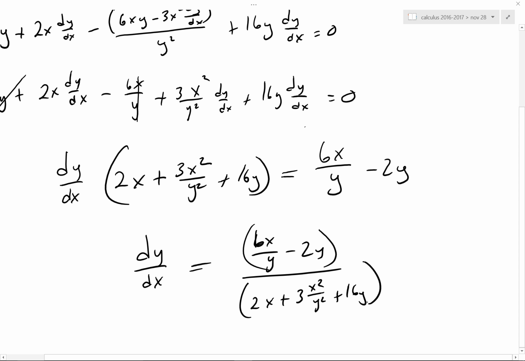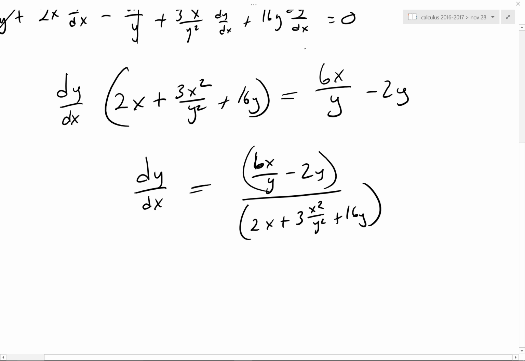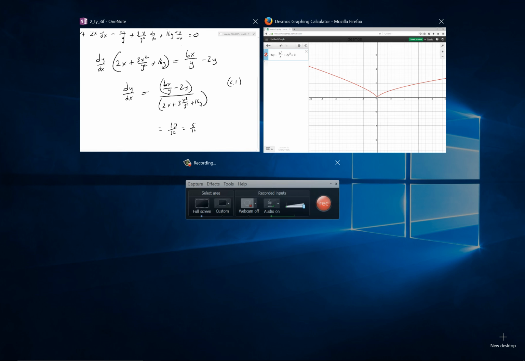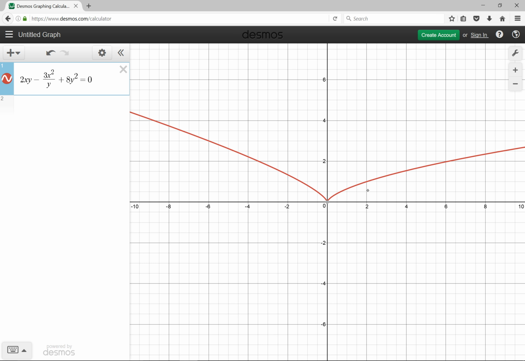So if I was interested in what happens at x equals 2, y equals 1, I would literally plug it in. Well, we get 12 over 1 is 12. Minus 2 is 10 on top. And then it's 4 plus 12 is 16. Plus 16 is 32. So 5/16 of a slope. Well, does that look like it could have a slope of 5/16 right there? Yeah, I'd buy that for a nickel.